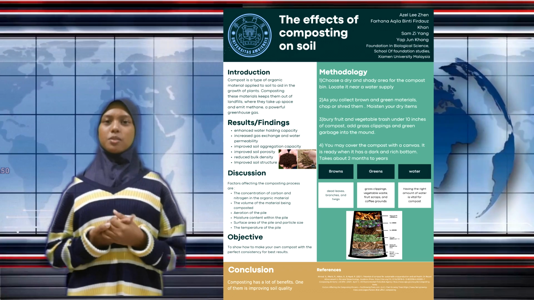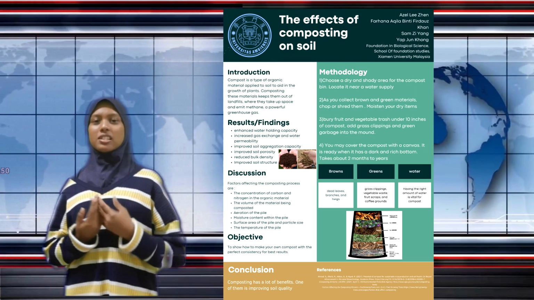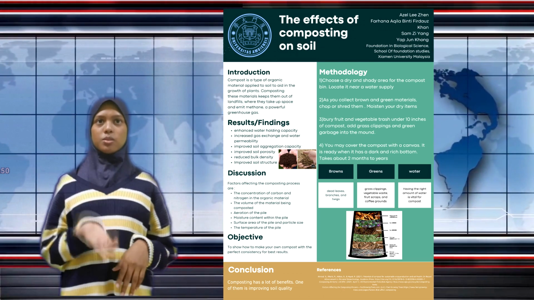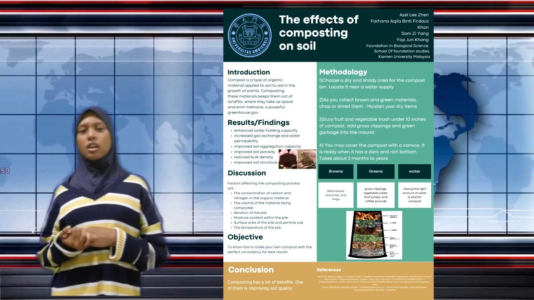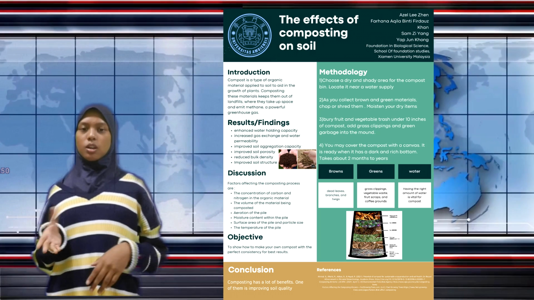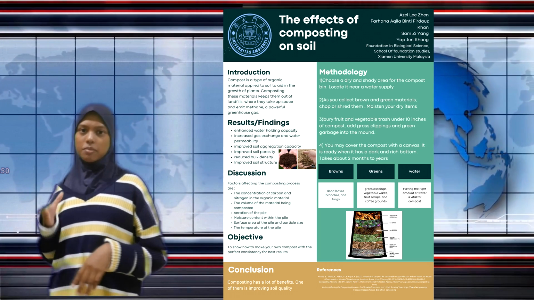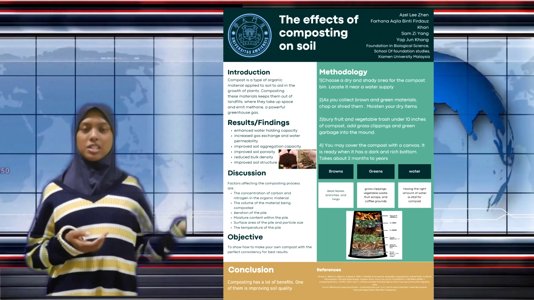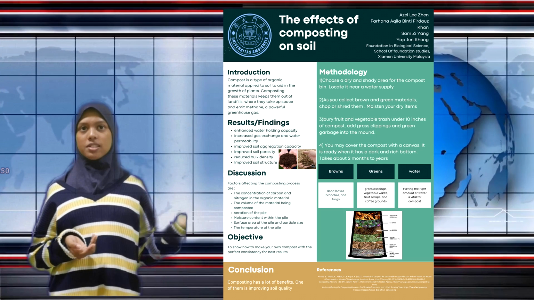Alright, so I will introduce you to the effects compost has on soil. Okay, so in order to start, I will tell you what compost is. Compost is discarded organic material which decomposes with the help of natural decomposers.